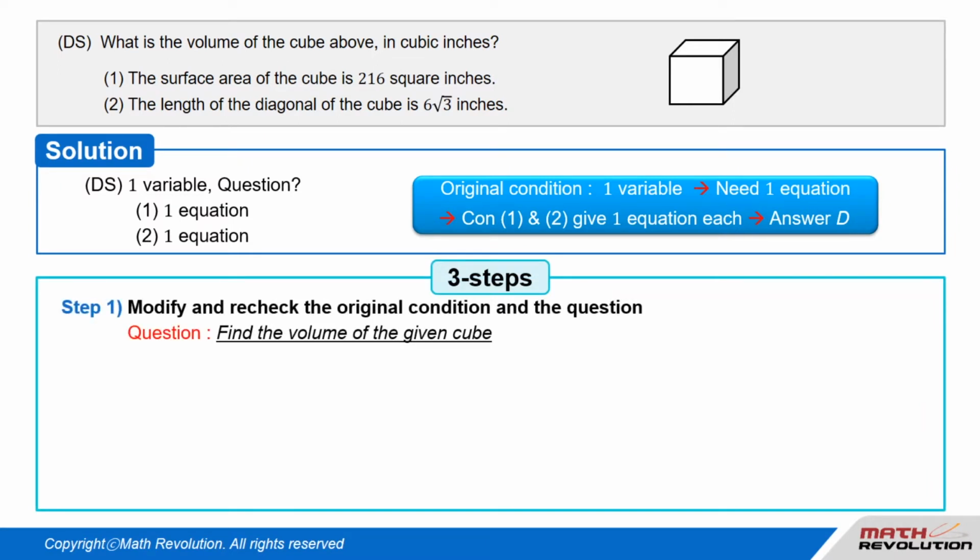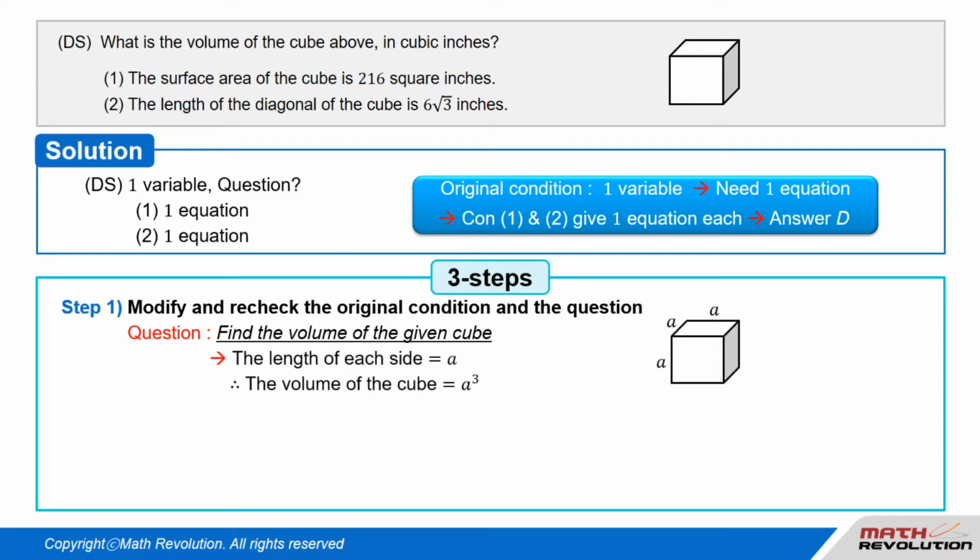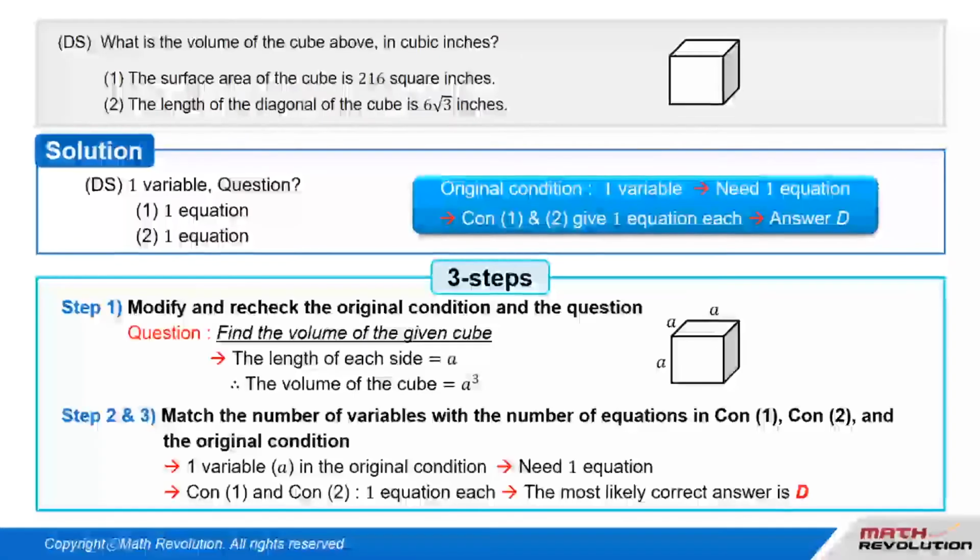Follow the first step of the variable approach by modifying and rechecking the original condition and the question. We have to find the volume of the given cube. Let A represent the length of each side of the cube, so the volume of the cube equals A cubed, as shown in the figure above. Follow the second and the third step from the original condition. We have one variable, A. To match the number of variables with the number of equations, we need one equation.